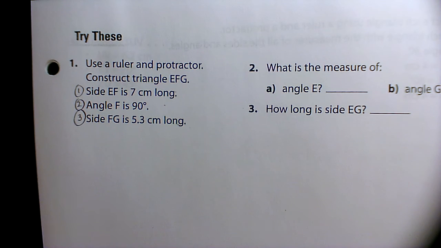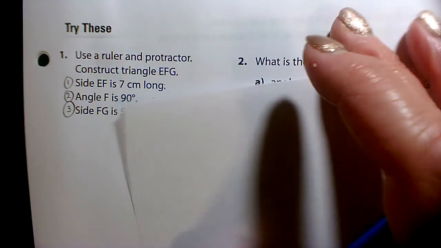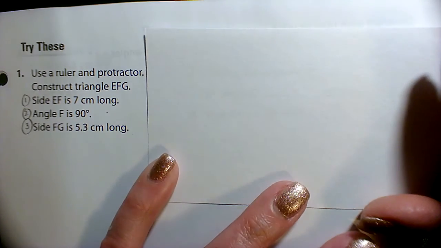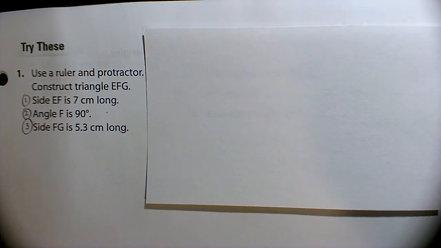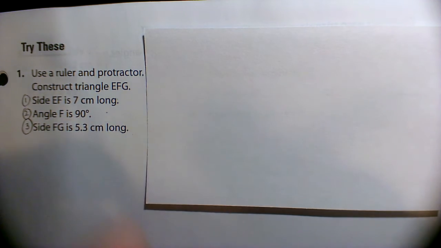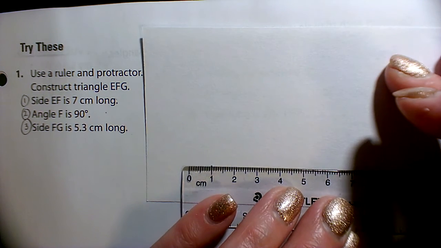And again, I'm going to put it on a little card because it just makes my life easier. I can move it up then, right? I can put it over here. And you can see the directions and me drawing it out. So first thing I'm going to construct is side E to F. And I'm going to use 7 centimeters.